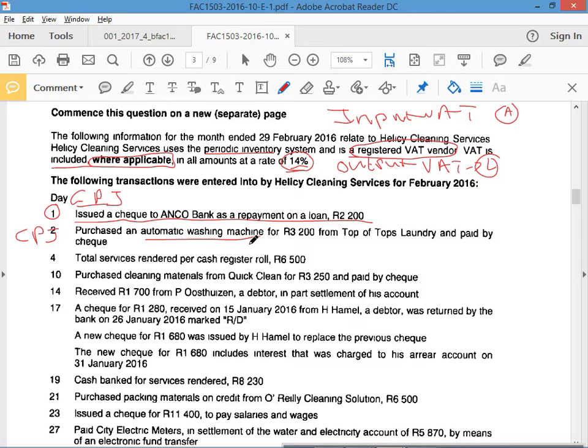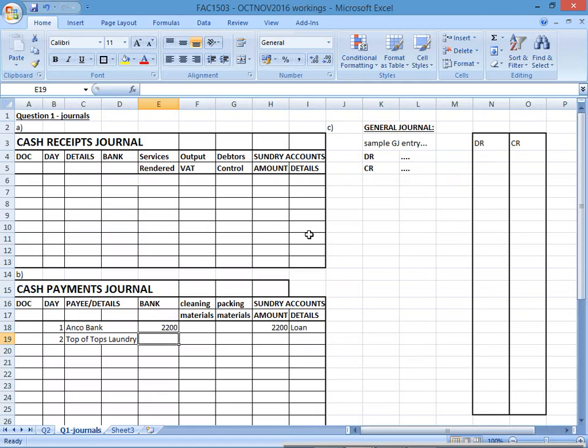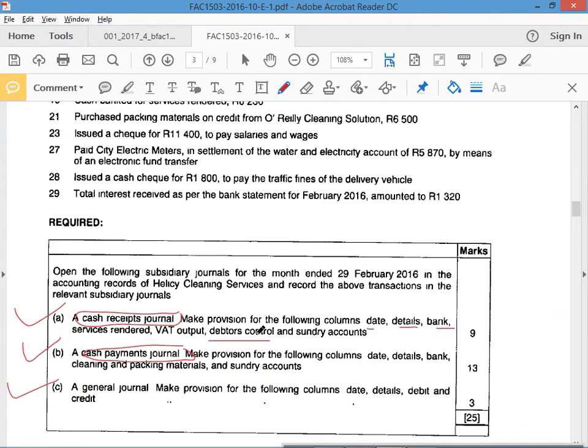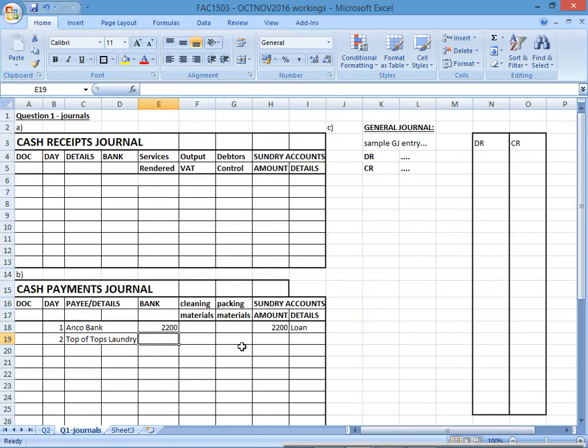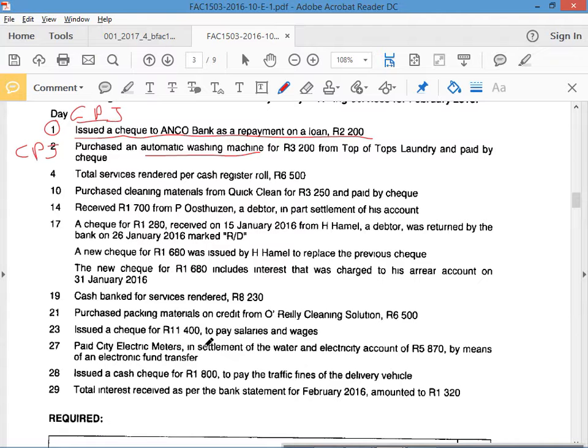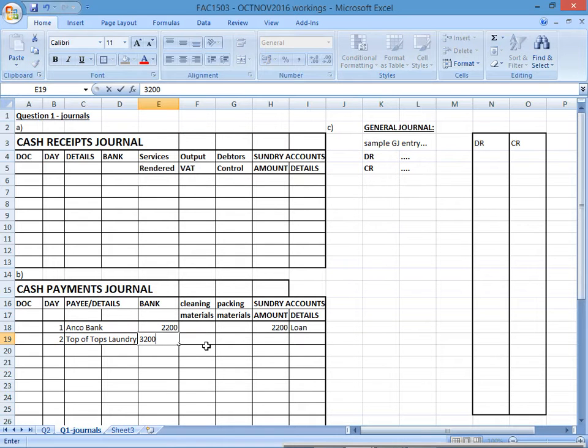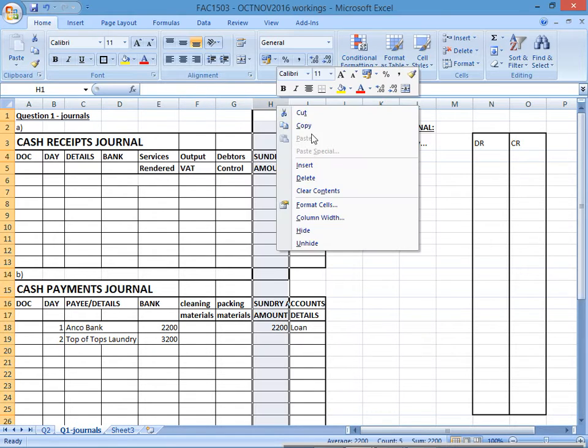If I'm paying 14% VAT, I'm going to claim that, so I need to show that separately. Did they ask for a VAT column? No, they didn't. They should have, but they didn't. So I'm going to have to record this as sundry accounts. We're looking at Top of Tops Laundry. The bank account is going to go down by the full amount, which was 3,200. A portion of this is VAT. You guys have columns, so actually let's add a column.